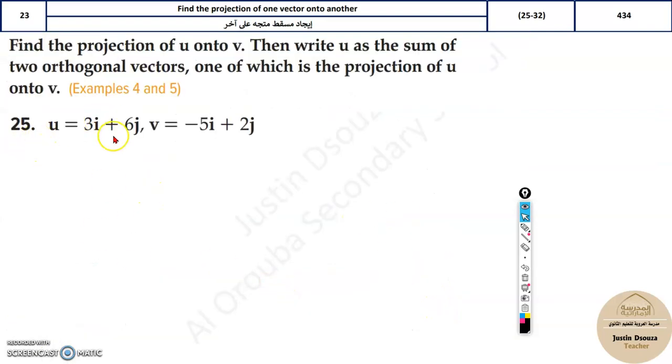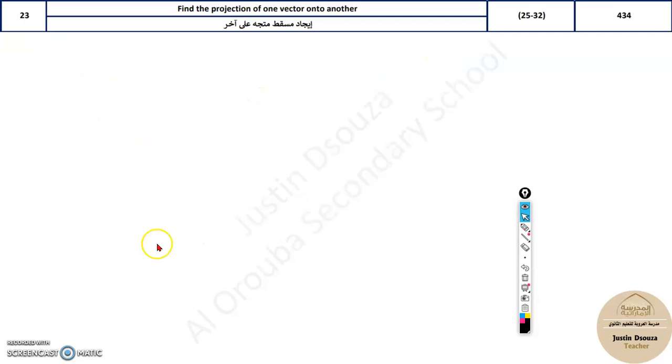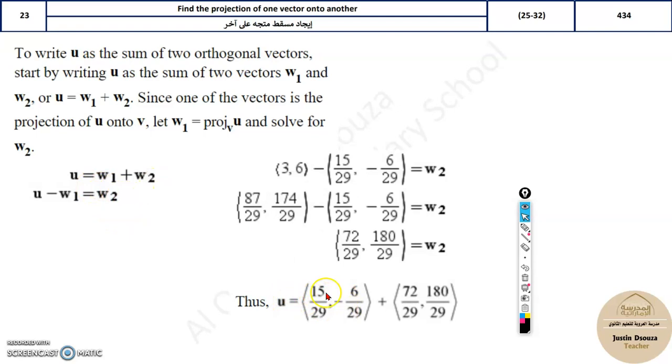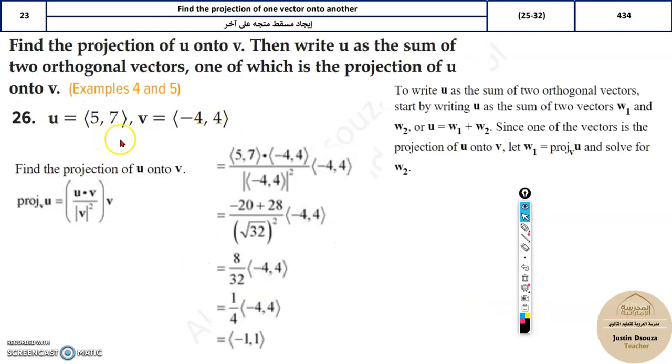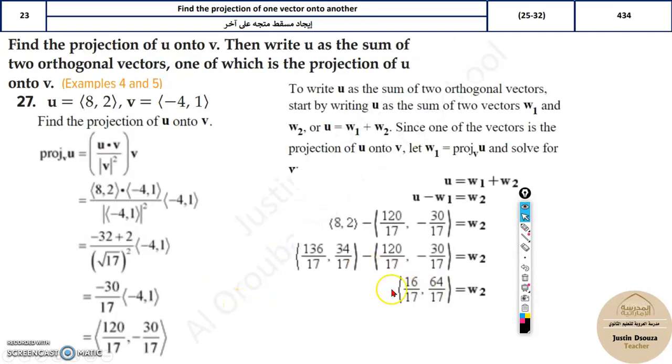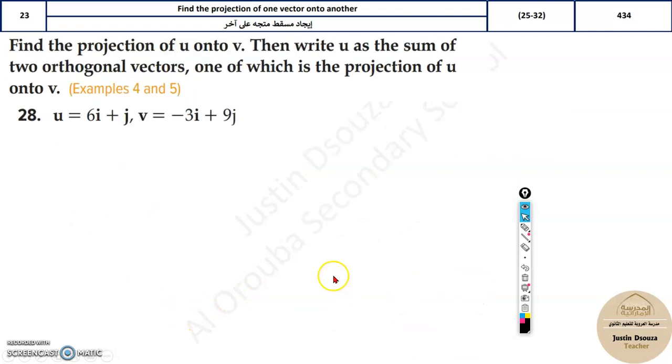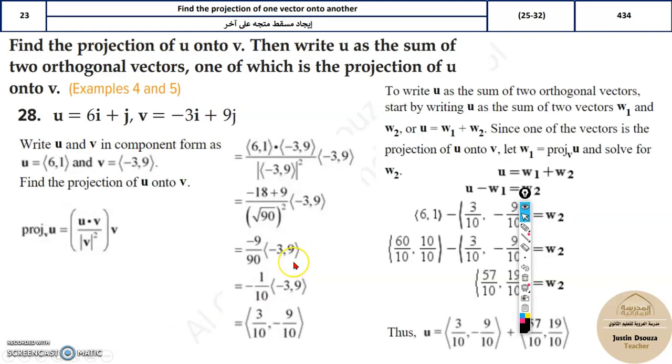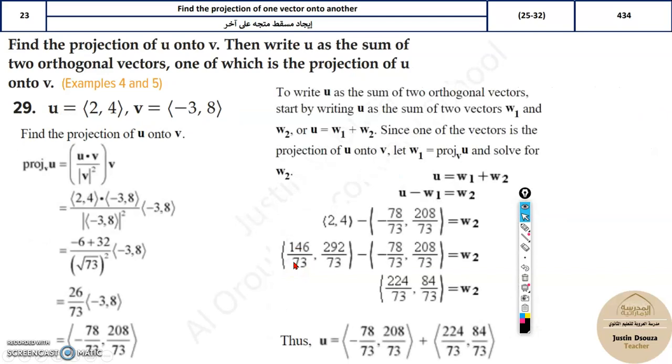You can try many, say over here the same thing, they asked the projection of u onto v and to write it as the sum of two orthogonal vectors. So the same thing is followed, and finally you will have to write u in terms of two orthogonal vectors, that's w1 and w2. Please do it by yourself and then check the answers. All the answers and solutions are over here. So just make sure to find w1, that's a projection, w2, and then write it as the sum. It's pretty straightforward.